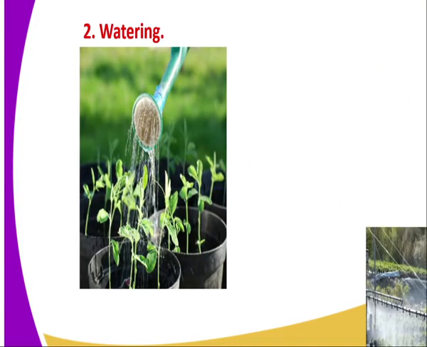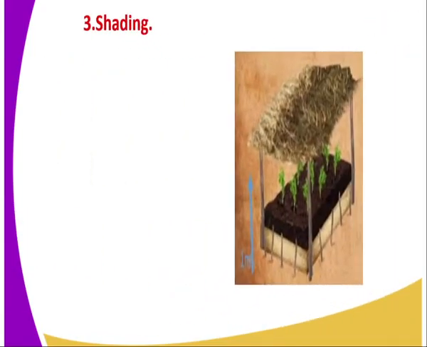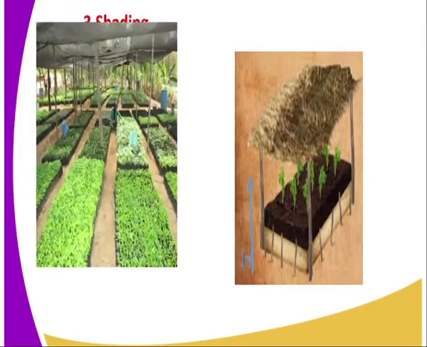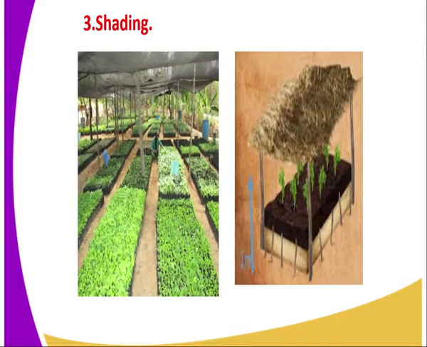Then we have the third one, which is shading. You should erect a shade on a nursery bed, and the shade is meant at reducing the rate of evapotranspiration, the rate at which the water is lost through the process of evaporation and transpiration respectively.